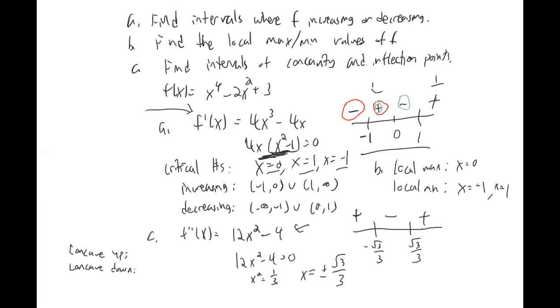So I'm concave up wherever the plus signs are, right? There's a negative sign here. Union √3/3 to infinity. And then I'm concave down wherever I'm negative, right? So same exact thing for inflection point, right? These are the candidates for your inflection point.